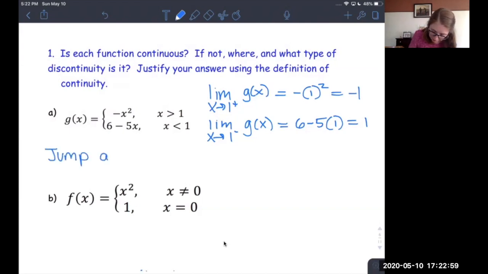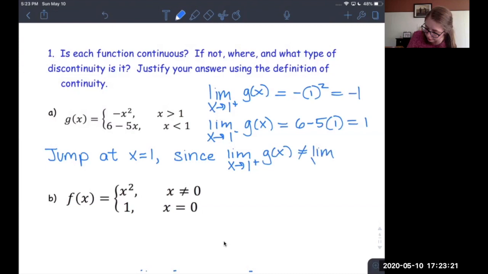at x equals 1, since there are a few ways that you could write it that would work, but a great way to do this is just to show that the left and right-sided limits are different. So I'm going to say the limit as x approaches 1 from the right does not equal the limit as x approaches 1 from the left of g of x.